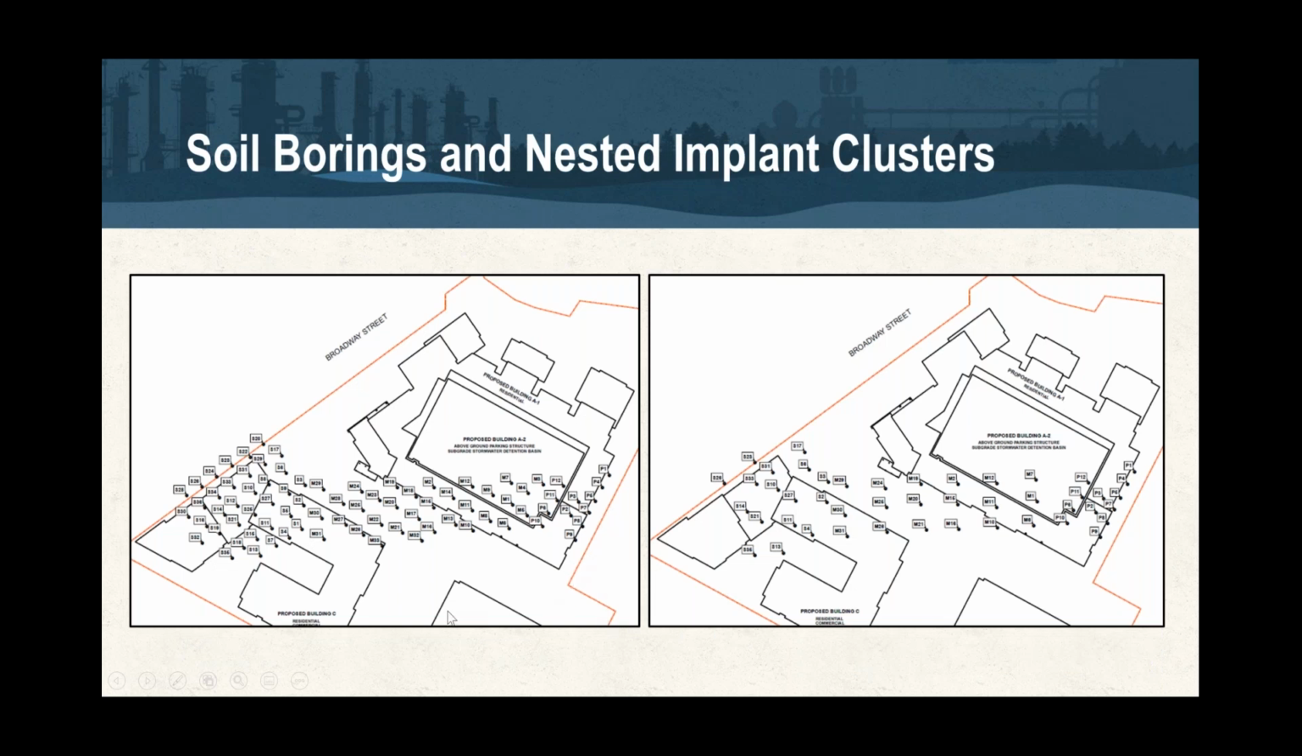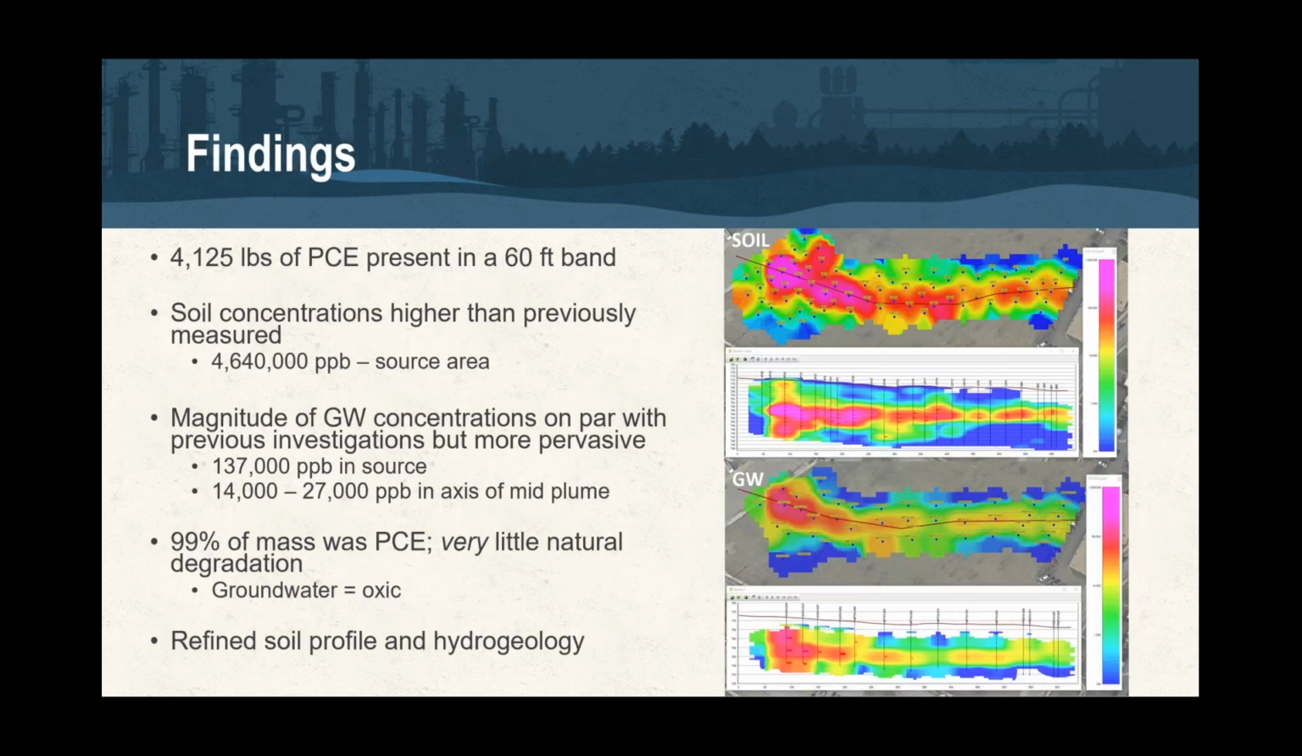So these are some figures showing the soil boring array that was completed to map the plume. The spacing of the soil borings was on about a 30-foot grid pattern across the site. The groundwater well clusters were on approximately 40 to 50-foot spacing. So what did we find during the RDC?